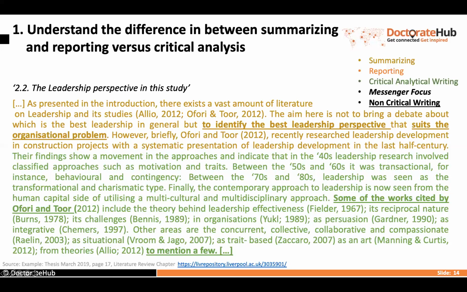Now, in this example, we have both initial summarizing as well as critical analytical writing, both together in a section. If you read through it, it shows you that up to that point, the student had made use of earlier writing, and here he or she started to engage in a critical discourse whereby several different views are compared.